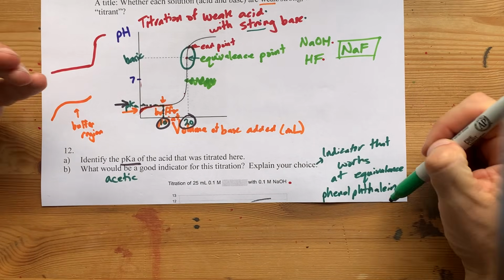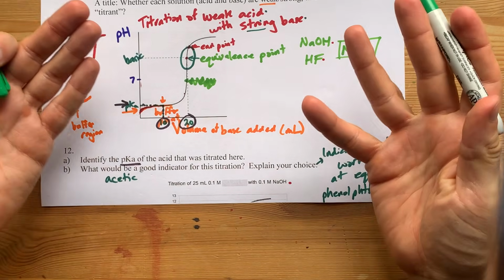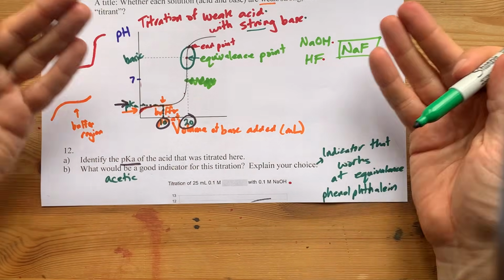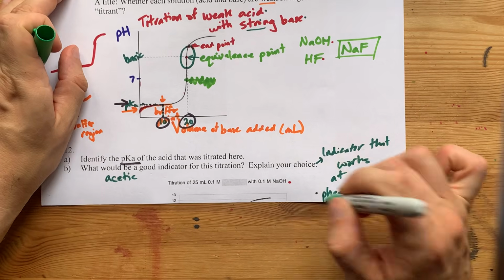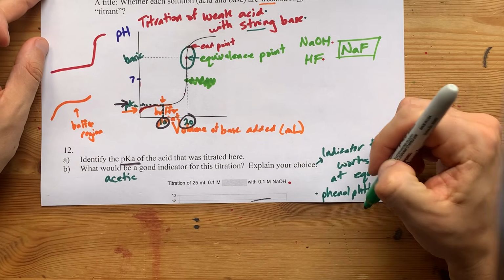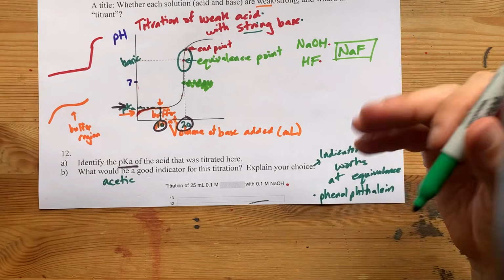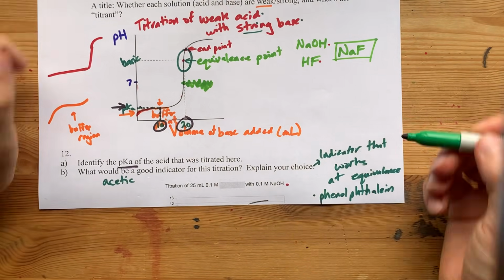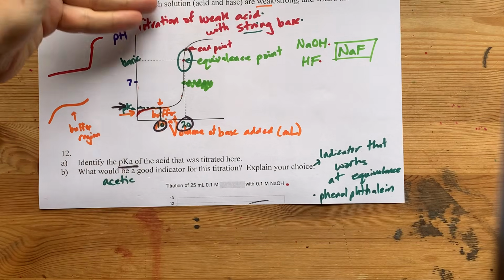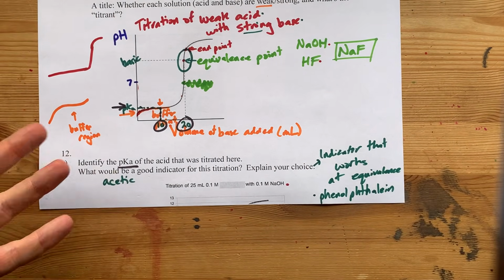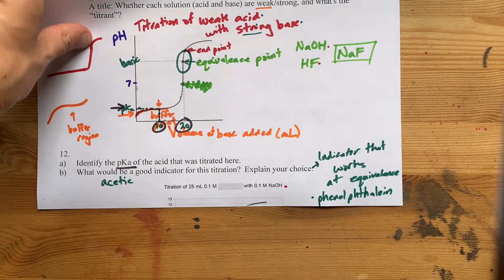The reason is there's like 100,000 different indicators you could use. They're just going to give you a list. So you're looking for one whose pKa, or the pH at which it changes, is the pH when the equivalence point occurs. If it's slightly basic, use phenolphthalein. If it's slightly acidic, I forget. I think it's methyl orange that teachers like using.